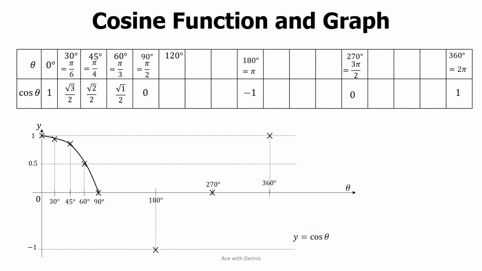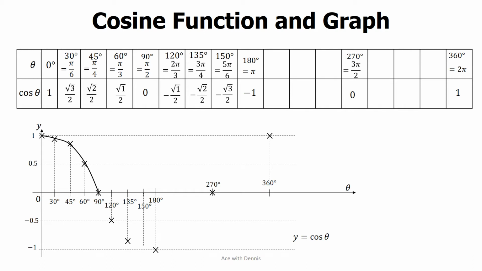Okay, move on to the second quadrant. So theta is 120 degrees, which also equals 2 pi over 3. So this is 120 degrees, 135 degrees, or 3 pi over 4. So this is 135 degrees, 150 degrees equals 5 pi over 6. So this is 150 degrees. Okay, so cosine 120 degrees is negative 1 over 2, or half, right? Negative half, so negative 0.5. At 120 degrees, y is negative 0.5.